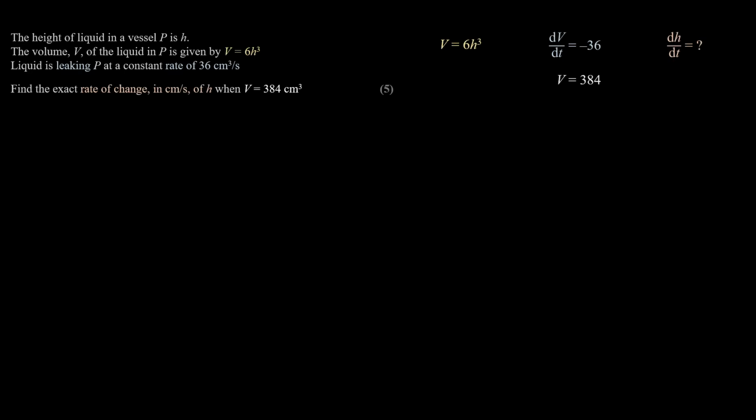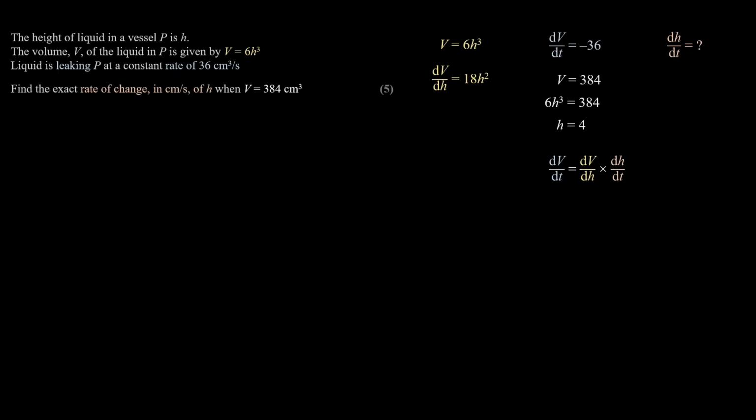To solve the problem, we use the chain rule. dV over dt equals dV over dh times dh over dt. Since V equals 6h cubed, dV over dh is 18h squared. When the volume is 384, the height of the liquid is 4 centimeters.